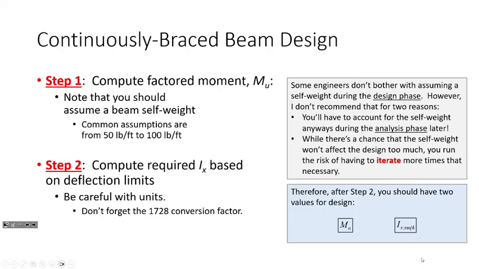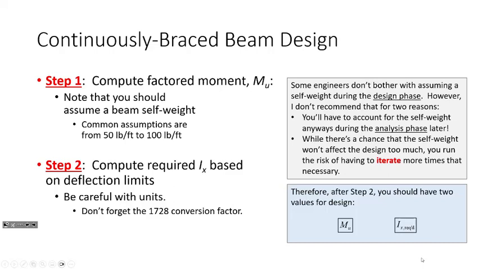Now, this gray box here, I kind of want to get on my soapbox and talk about this. There are some engineers out there that will not assume a self-weight during the design phase at all. I personally don't recommend doing that for two reasons. Number one, you're going to have to account for the self-weight anyway during the analysis phase. So the idea is that during the design phase, you do some calculations to select a shape. Then once you pick that shape, you have to analyze it. If you don't assume a self-weight, you're going to have to account for it then.